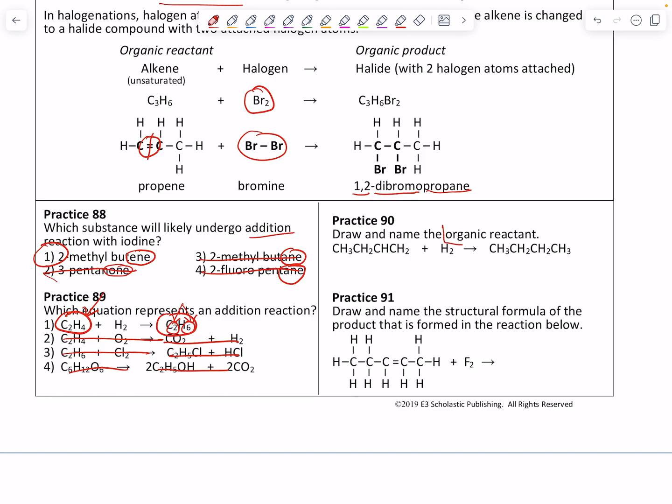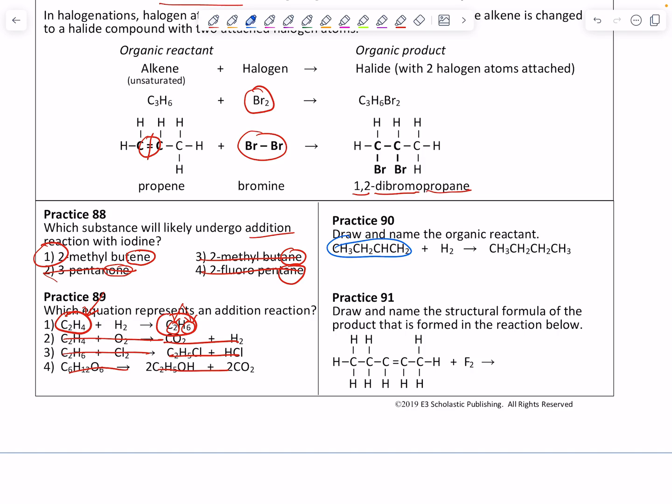So again, keywords here, reactant, meaning it's got to be something on the left side of our arrow for our equation. And then organic, meaning it's got to be something that contains carbon, okay? So keeping that in mind, the organic reactant is this one right here, okay?